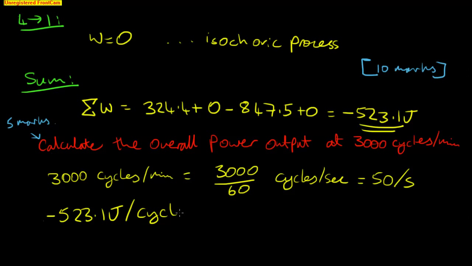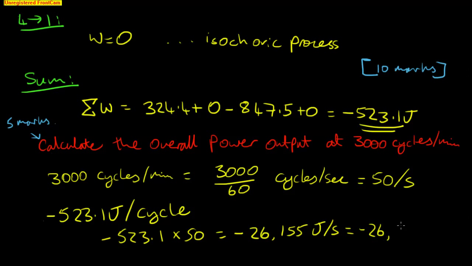And we have 523.1 joules per cycle, 50 cycles per second, so we'll multiply that by 50, which comes to minus 26,155 joules per second. Joules per second is equal to watts. We can convert this into kilowatts, so it comes to minus 26.16 kilowatts. And this is our 5 marks.